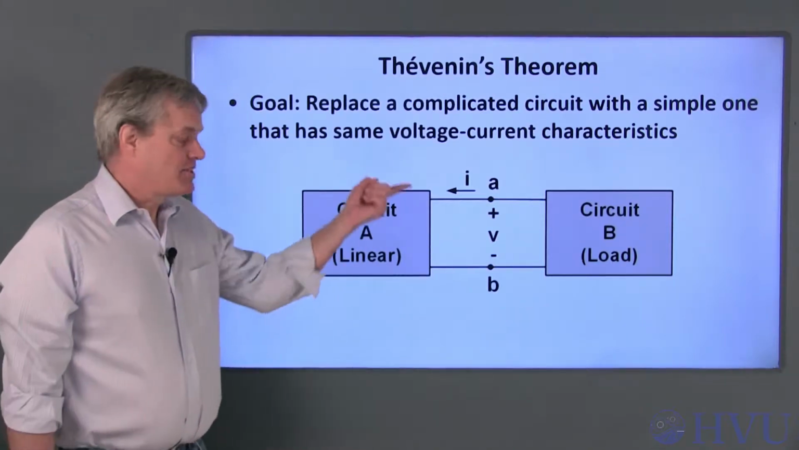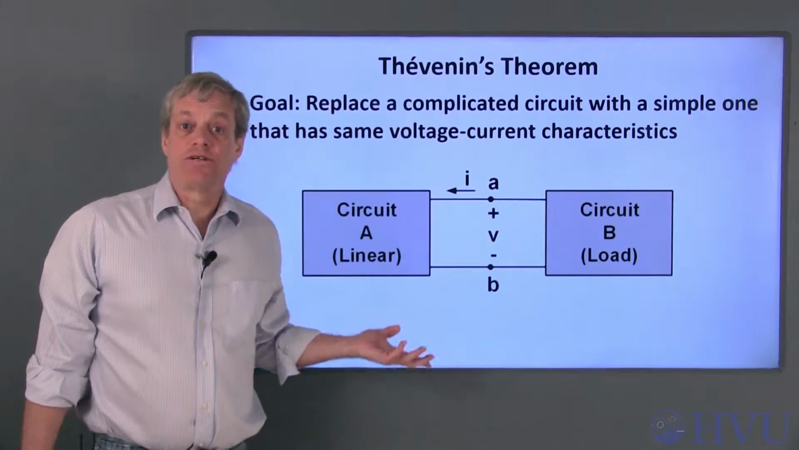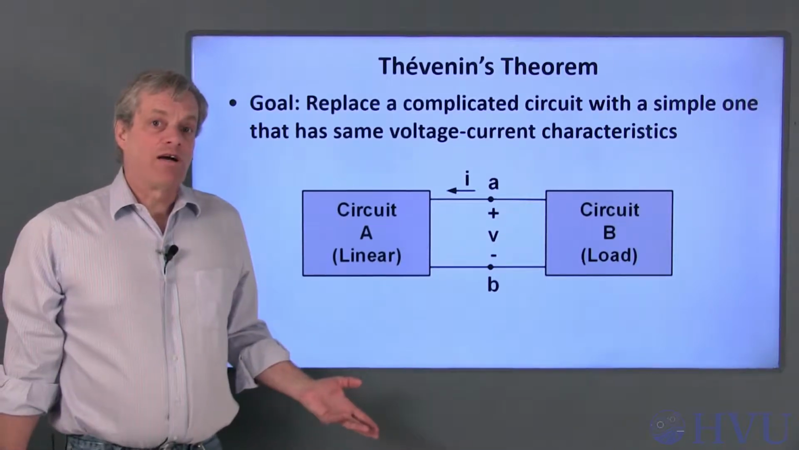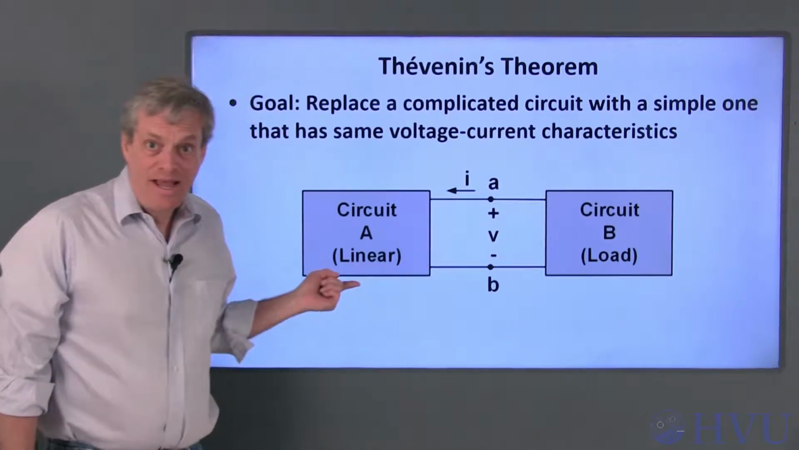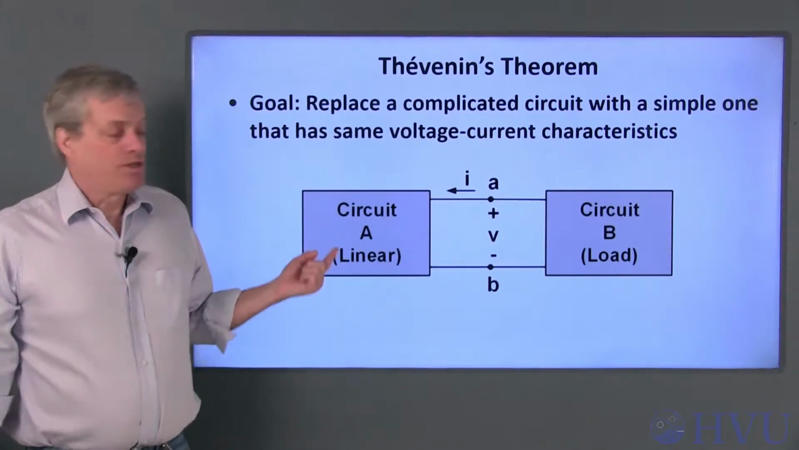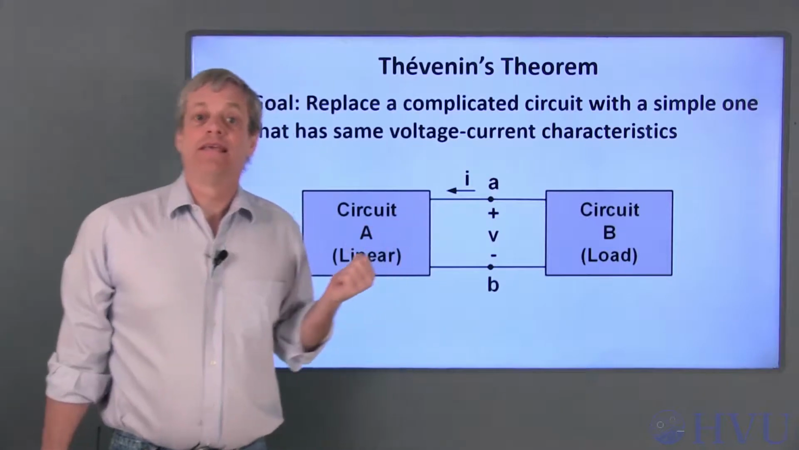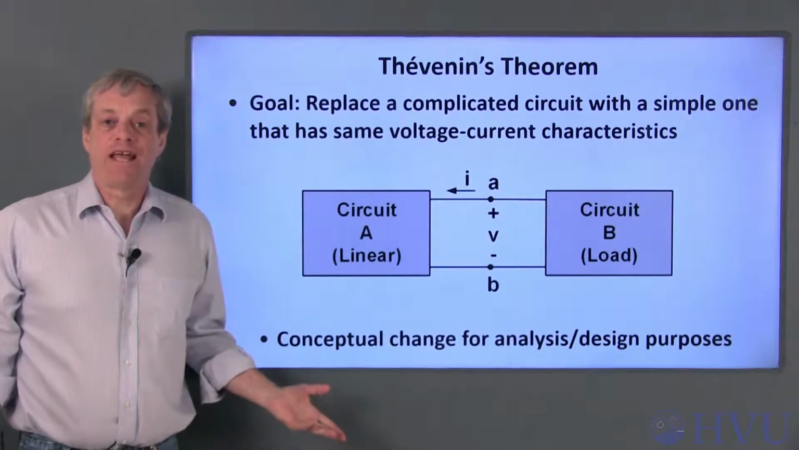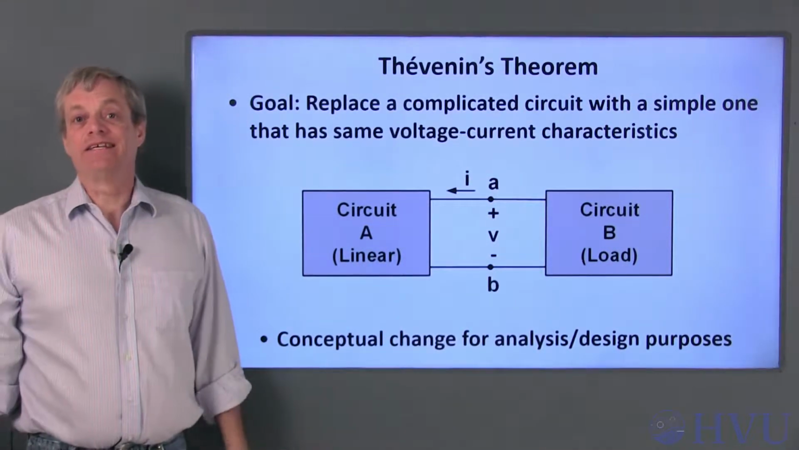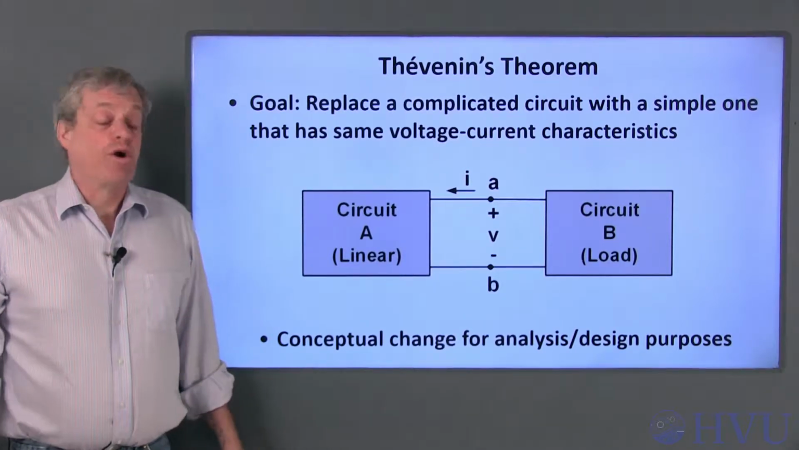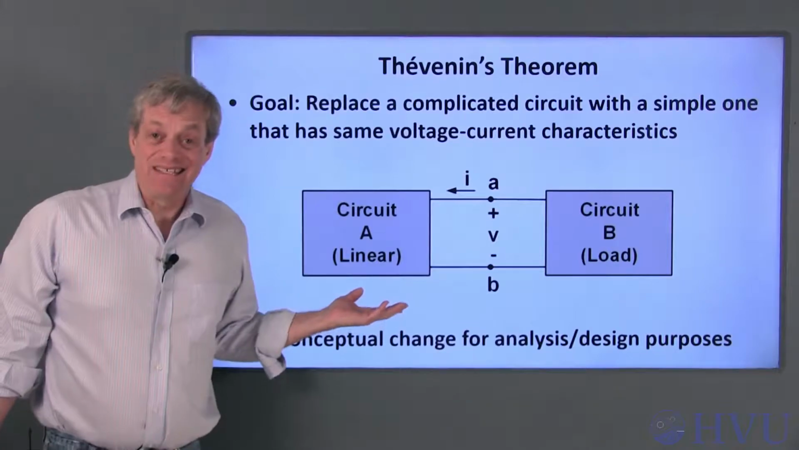Thévenin's theorem allows us to model a very complicated circuit as a voltage source in series with a resistor. The only requirements are that the circuit is linear and that there are no dependent sources in either circuit that depend on the other circuit. Keep in mind that the replacement of circuit A with its simplified model is a conceptual change used only for analysis purposes. We're not changing the physical circuit itself.